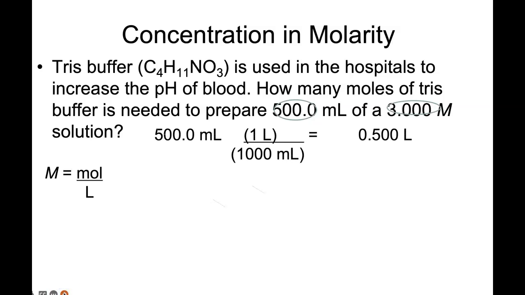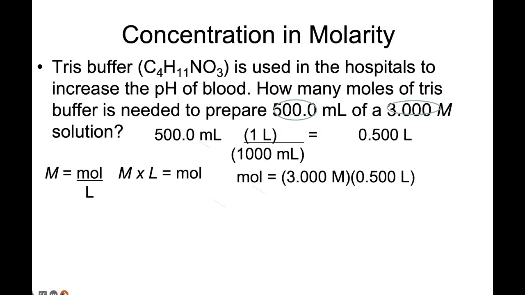First, I did my volume. I turned 500 milliliters into liters. And I've rearranged it so that I know that my moles equal my molarity times my liters. And now I know I've got 0.5 liters. So I simply substitute in. I know I've got 3 molar solution times 0.5 liters is my number of moles. And so when I do that math, 3 times 0.5, I get 1.500 moles of this buffer.